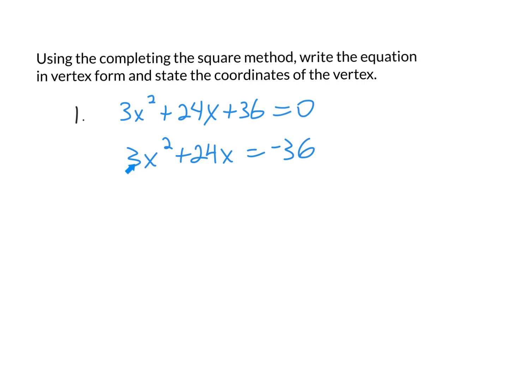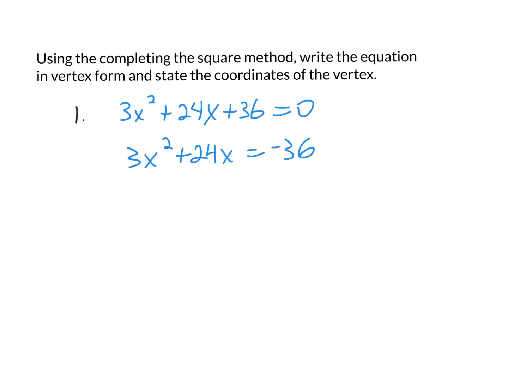Now you may notice that all these numbers are divisible by 3. And that is true. And previously I've told you that you can divide everything by 3. But in this lesson, I want to show you what it looks like to factor out the 3 and hold on to that factor, because we're going to be writing this in vertex form. And this 3 is going to be the a value of the vertex form.